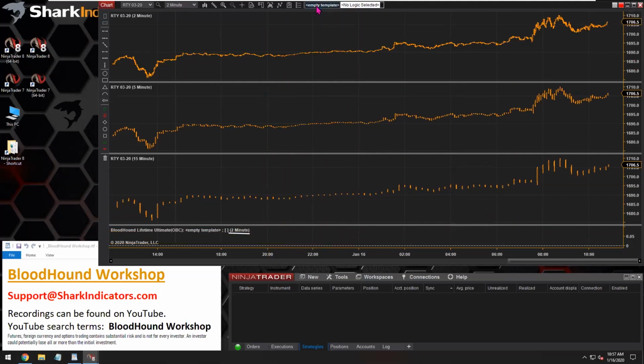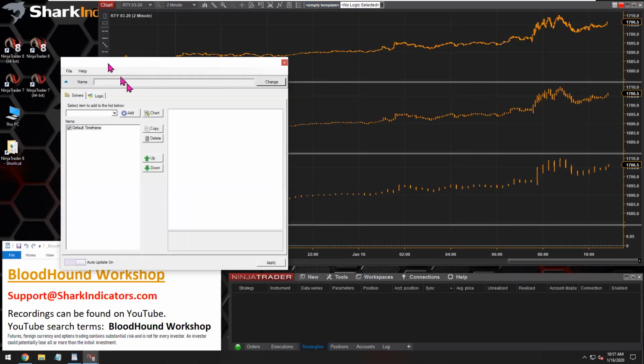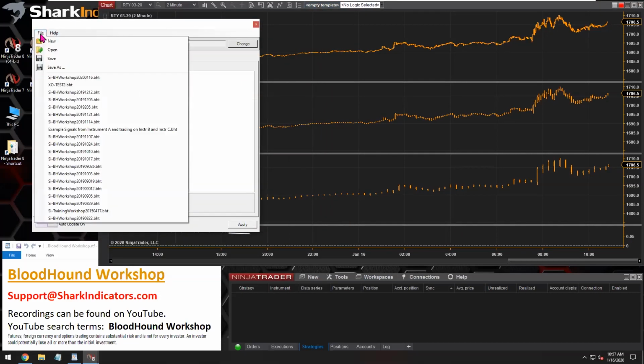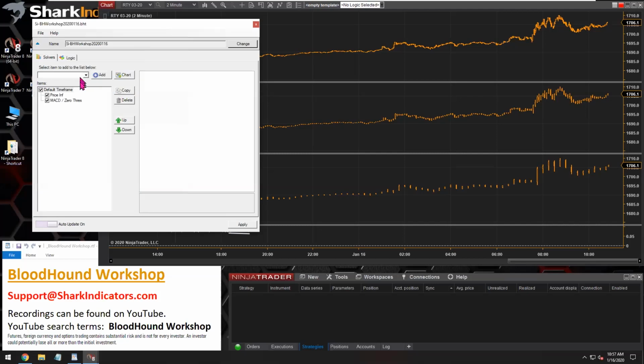And let me load up today's workshop file again. So there we go. There's today's workshop file right here on the quick list, right? So you can see that in the file menu, you have this little quick list of the last, I believe it's like the last 15 files or something like that. So anyways, let's load up today's workshop file.